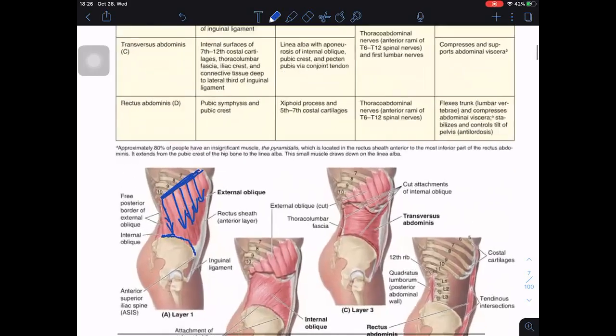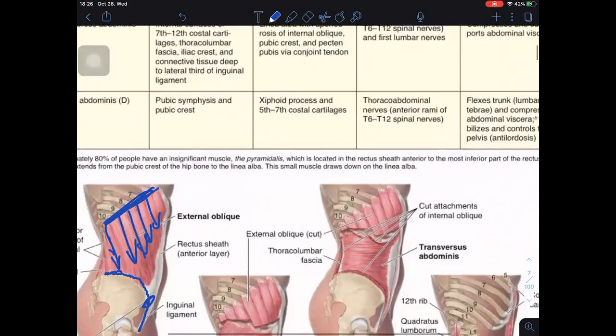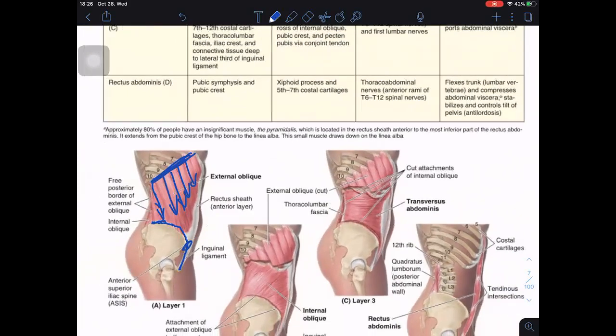And the thing is that the inferior margin of the muscle is going to form the inguinal ligament. So basically, we knew that the inguinal ligament attachments are going to be the anterior superior spine until the pubic tubercle. Okay, so these are the major attachments of the external oblique muscle.